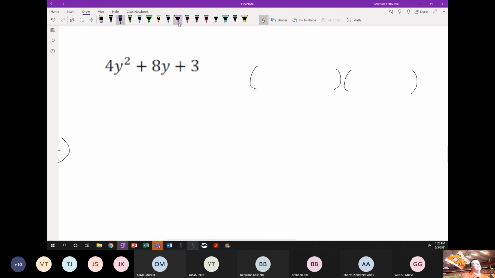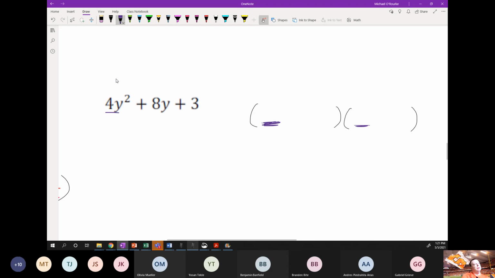All right, let's go start here. First things first. What numbers are we going to put here? We need 2 numbers that multiply together to make the 4y. 2 and 2 or 1 and 4. Okay. So 2 and 2 and 1 and 4. Which one are we going to use? The 2 and 2 or the 1 and 4?